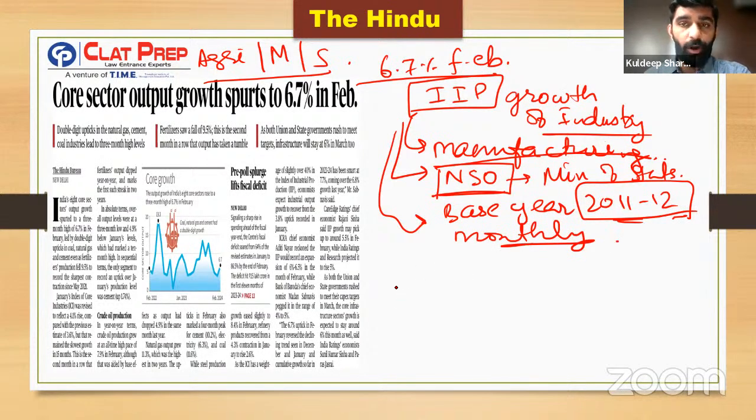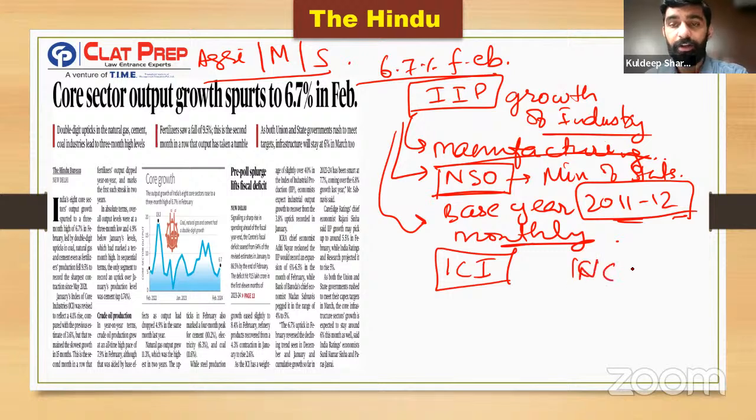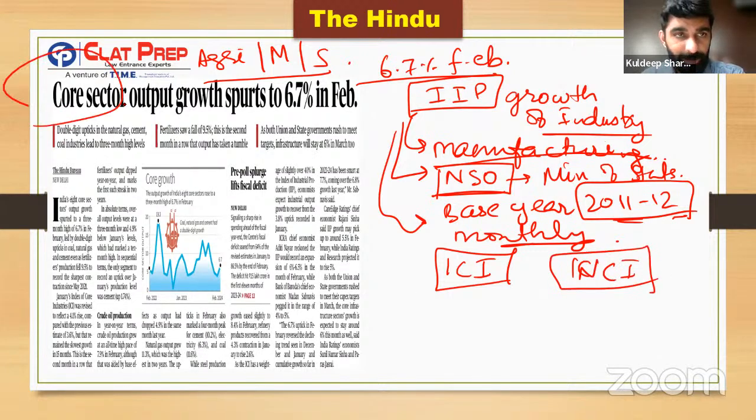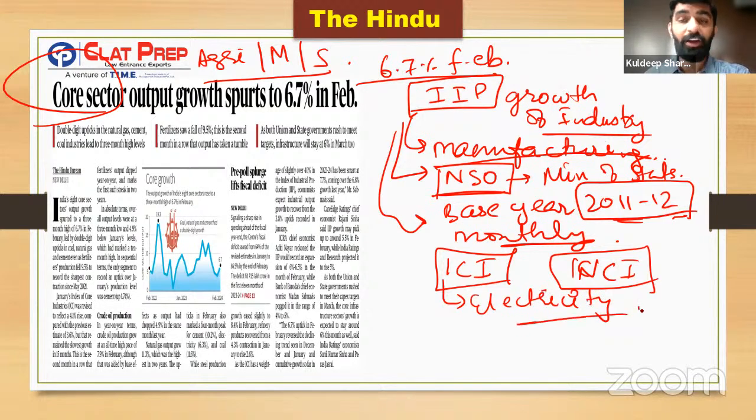Now, this index of industrial production can be further subdivided into the index of core industries and the index of non-core industries. And this news is specifically regarding this index of core industries. Out of the industrial sector, certain industries are considered core sectors. Which are the core sectors? These would be the sectors which have an overbearing impact on other sectors also. A very small example would be the electricity sector. If there is an increase or decrease in electricity production, all of the other sectors are impacted. So such kind of industries are made part of the core sector.